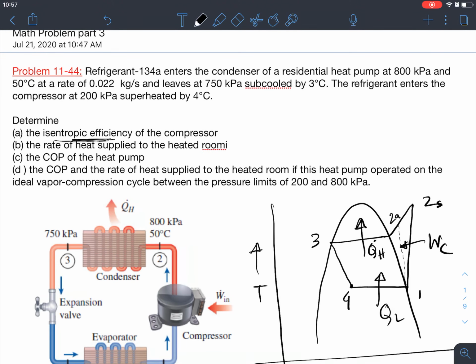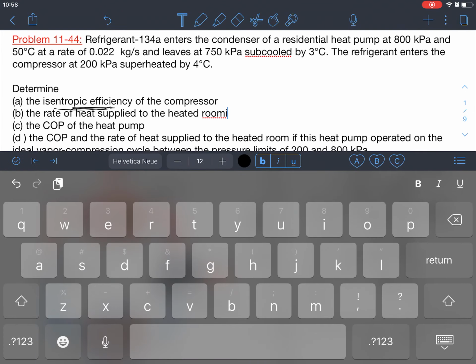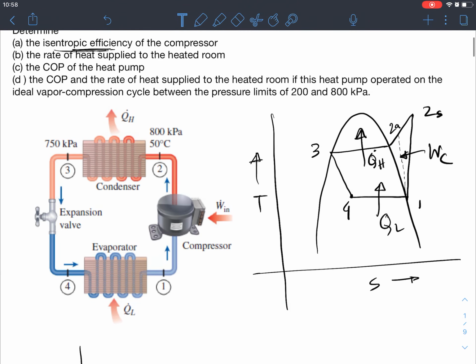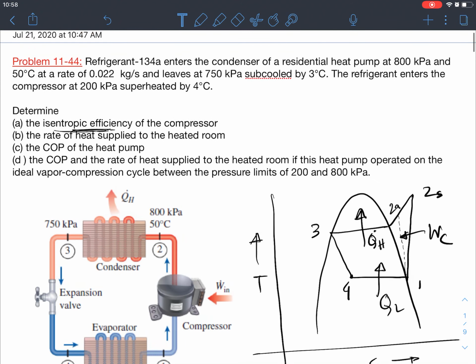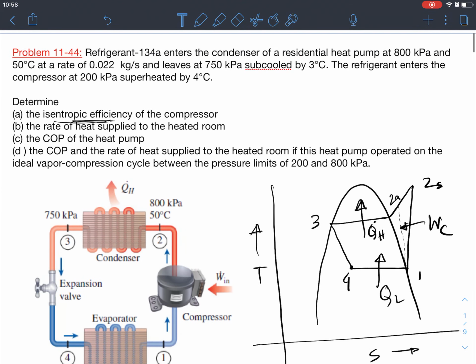So now let's take a look at the conditions that are given. We have to determine the compressor efficiency, and also how much heat is supplied to the heated room. So basically that QL or the QH, we have to determine this, right? All this information is given here. For example, first we will start with the compressor, which is the point 1 to 2, right?